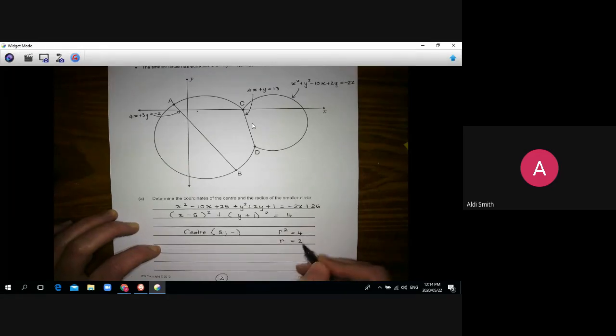And I don't have to write the plus minus because the radius is a distance, and because it's a distance, it's always positive. So that was pretty easy and straightforward, finding the coordinates of the center and the radius of the smaller circle. Right, next question.